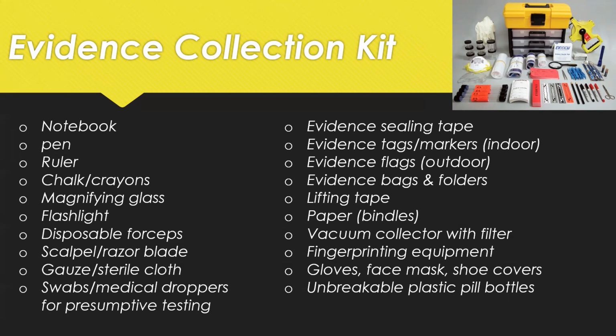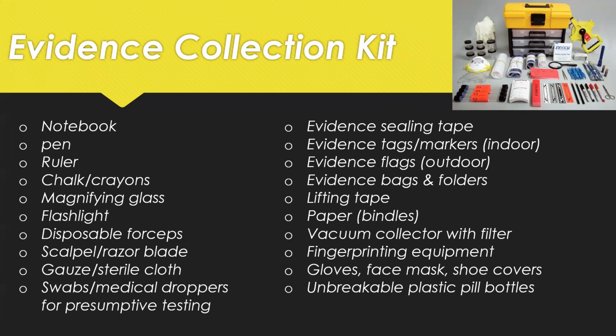Swabs or medical droppers for presumptive testing, which is testing that can be done right at the crime scene. Any type of material needed for evidence packaging, so the tape, marks, markers or tags for like outdoors, so like little flags that stick in the ground, or they may just have like the triangular evidence numbered markers. Same thing with flags, those go outdoors. Evidence bags of all sizes and types, plastic, paper, evidence envelopes, evidence folders, lifting tape, paper for paper bindles. We'll talk about that in a minute.